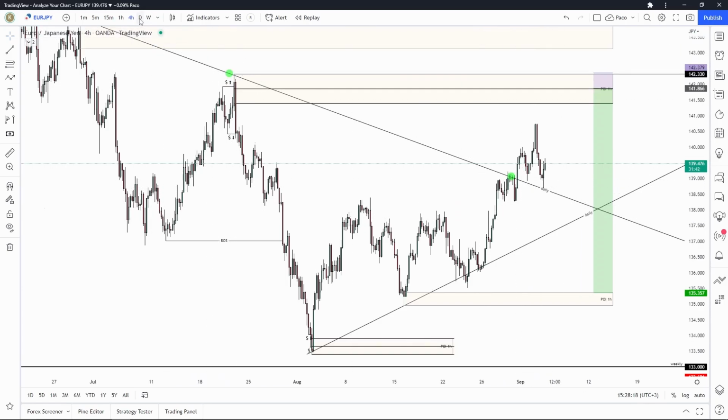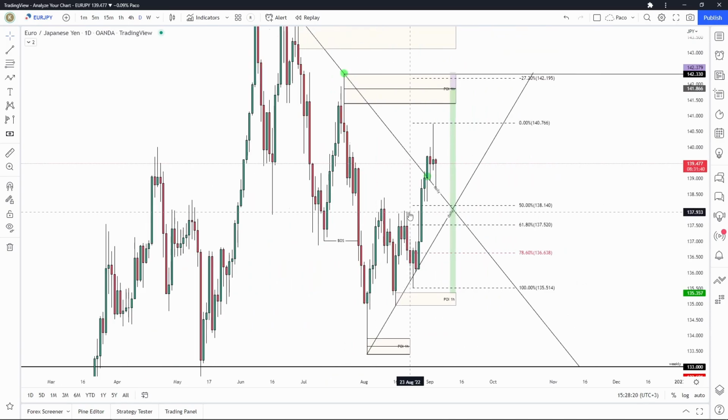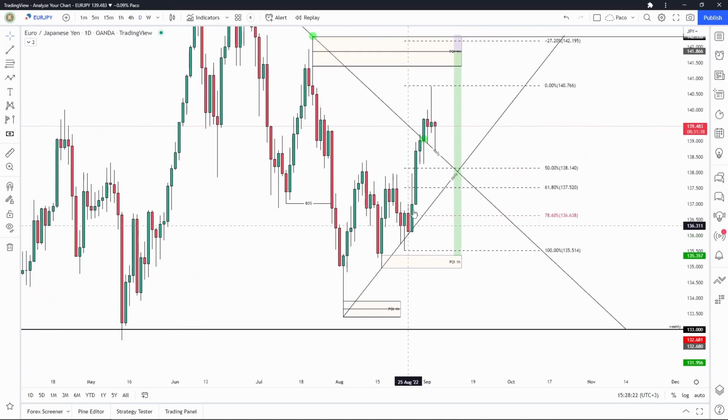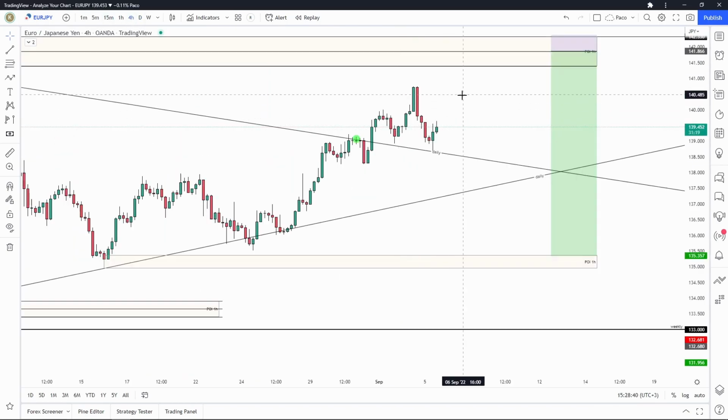Now when we look on a daily chart, here we have a strong impulse upwards. This is not a correction. Now we are waiting for a deeper correction, maybe to 61.8 on Fibonacci, because it matches with these previous stops right here. But let me return to the 4-hour chart.